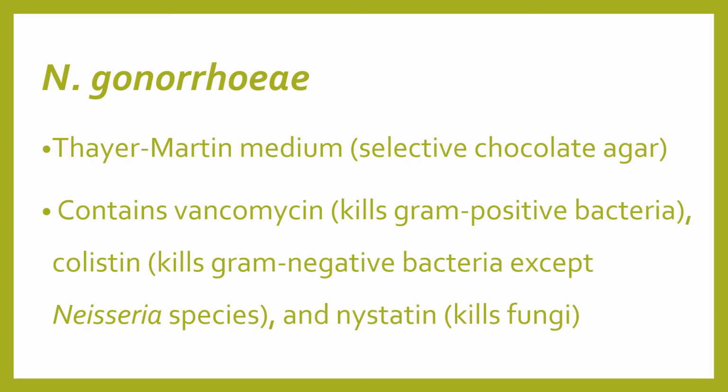Neisseria gonorrhoeae can be grown in a selective chocolate agar called Thayer-Martin medium, which is used for isolation of Neisseria gonorrhoeae in specimens from non-sterile areas like the cervix and urethra, and contains several antibiotics that will kill the contaminants. Vancomycin will kill gram-positive bacteria. The colistin will kill gram-negative bacteria except for the Neisseria species. And nystatin takes care of the fungal contamination.